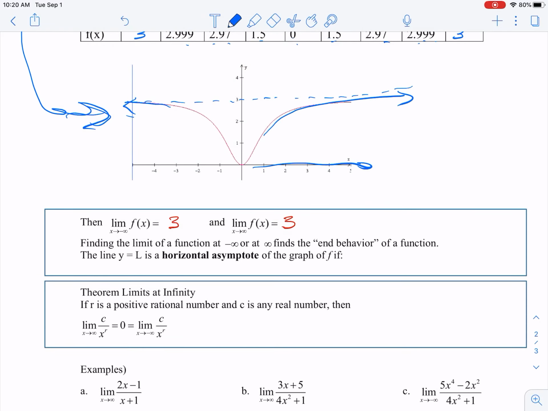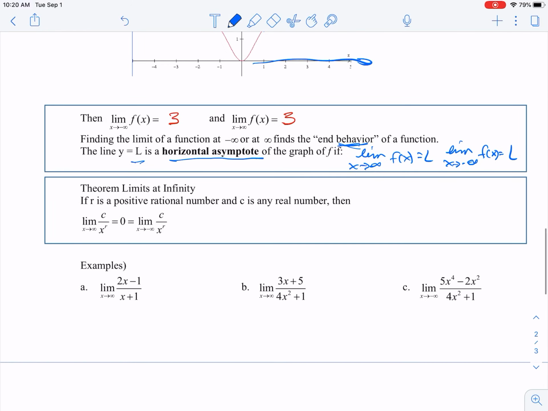Okay, finding the limit of a function at negative infinity or positive infinity finds the end behavior of a function. The line y = L is a horizontal asymptote of the graph if the limit as x goes to infinity of f(x) equals L, and the limit as x goes to negative infinity of f(x) equals L.